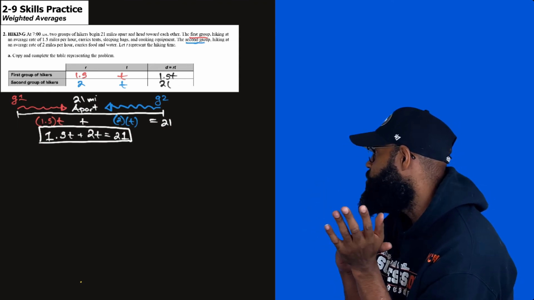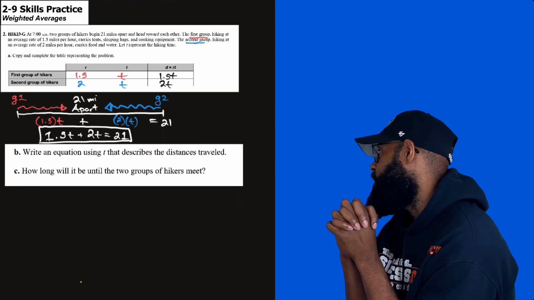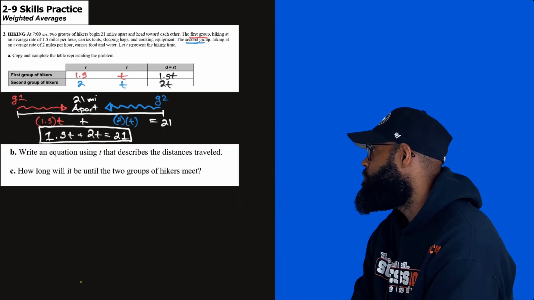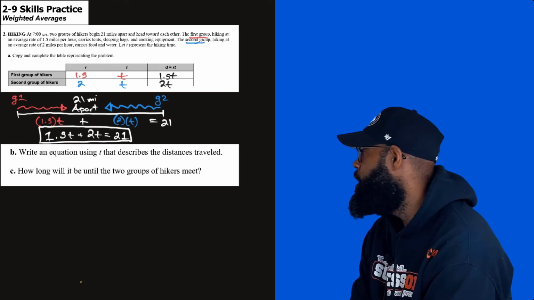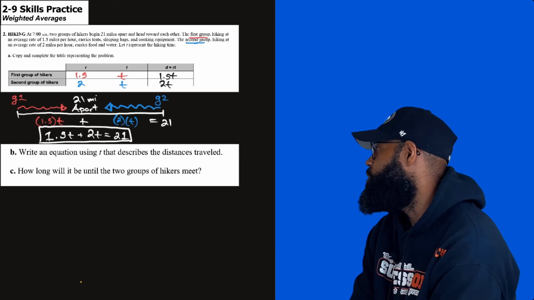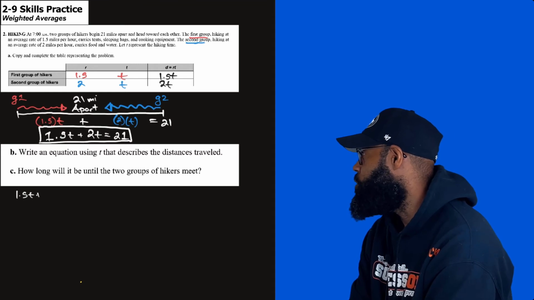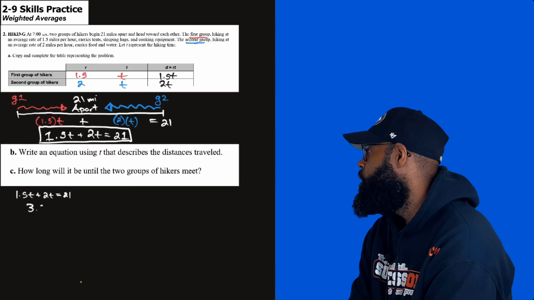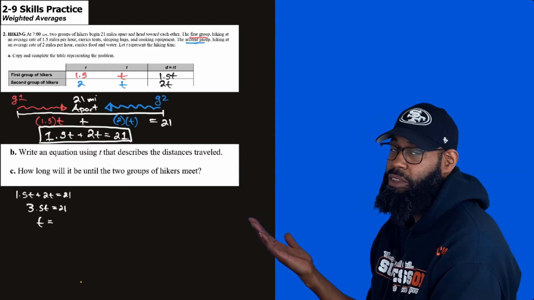1.5 T plus 2 T is equal to 21. So distance is equal to rate times time. So distance, we know the total distance is 21, but we don't know the distance for the first group, and we don't know the distance for the second group. We just know that together, added, it was 21. So that's what we use. We set up an equation to find the value of T. 1.5 T plus 2 T gives me 3.5 T. 3.5 T is equal to 21.